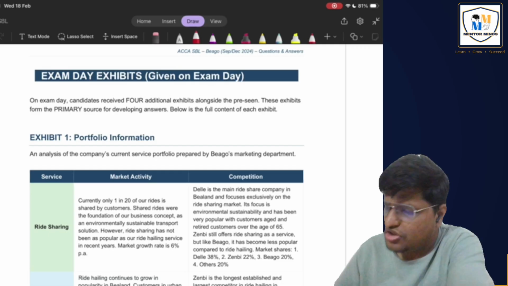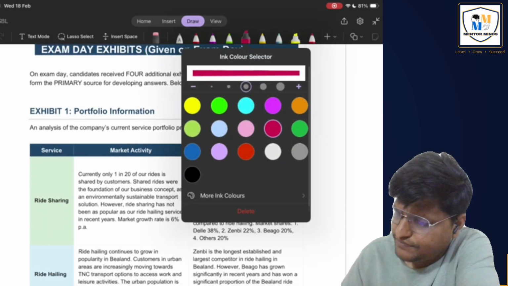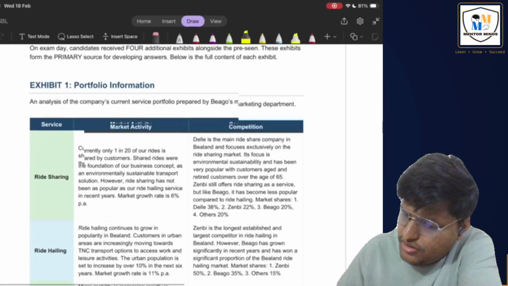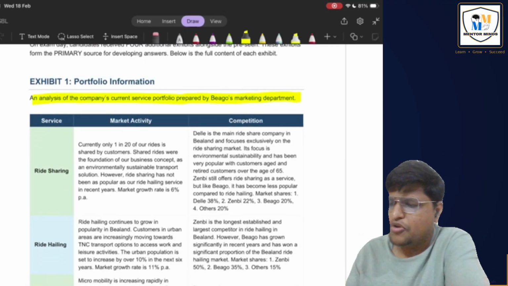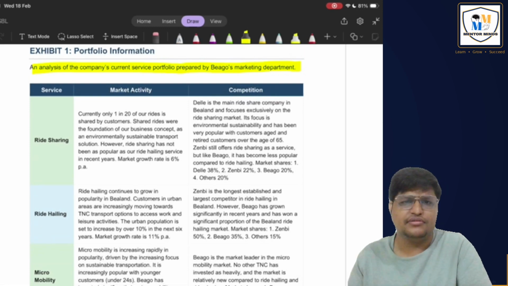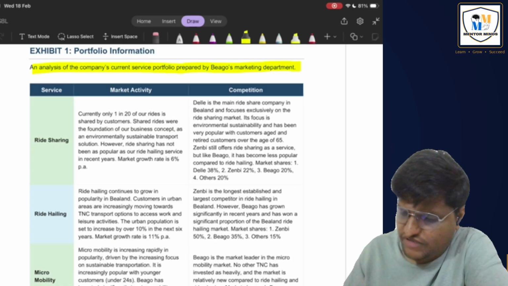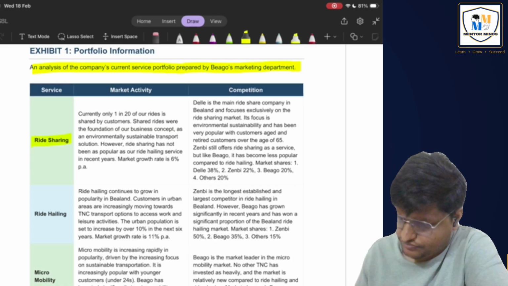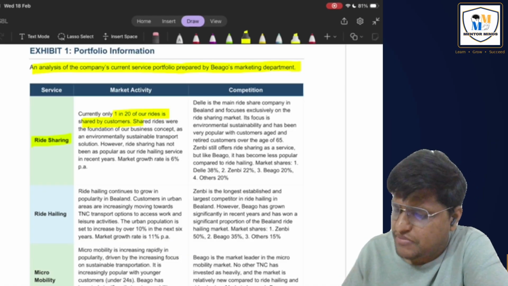Okay. So now, what does Exhibit 1 say? An analysis of the company's current service portfolio prepared by the Viago Marketing Department. Right. So, what is the first service? First is ride sharing. Currently, only one in 20 of our rides is shared by customers.